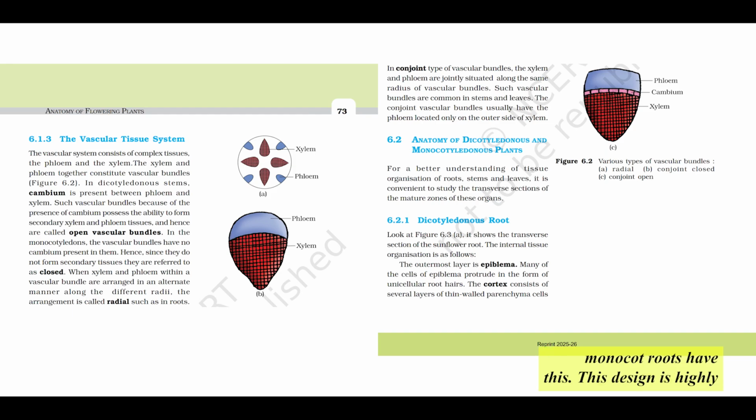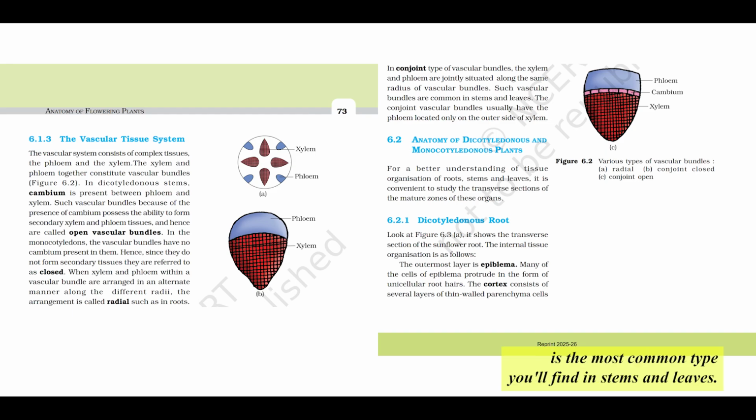Both dicot and monocot roots have this. This design is highly efficient for absorption, ensuring that water and minerals, once taken up, can effectively and quickly reach the central vascular tissue to be transported upwards. Second, we have conjoint arrangement. Here, the xylem and phloem are situated jointly, side by side, along the same radius of the vascular bundle.